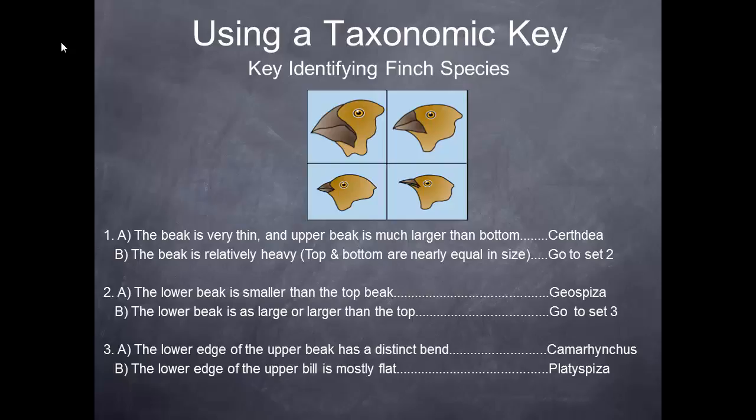Is the lower beak smaller than the top beak? Or is the lower beak about as large or larger? What would you say, Vinny? Yeah, it's about as large.